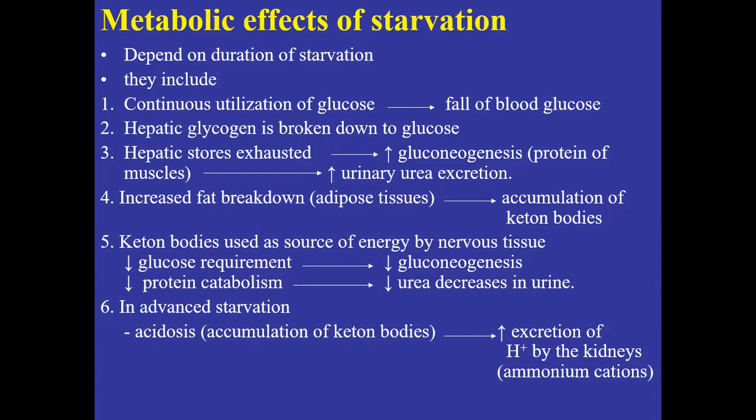Increased fat breakdown. After the stage of using muscle protein as a source for ATP finishes, it then uses adipose tissue, leading to the accumulation of ketone bodies. Ketone bodies are used as a source of energy by nervous tissue. Decreased glucose requirement, decreased gluconeogenesis, decreased protein catabolism, decreased urea in the urine, and in advanced starvation there will be acidosis and accumulation of ketone bodies that will be excreted by the kidney as ammonium cation.